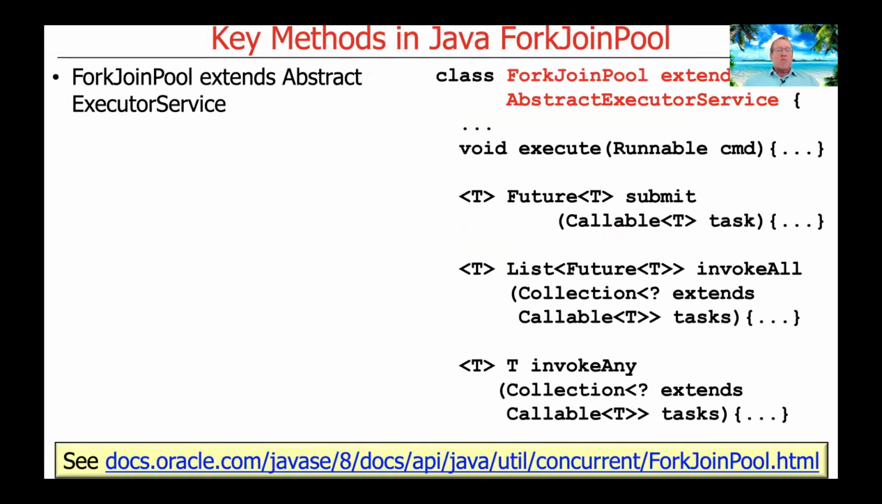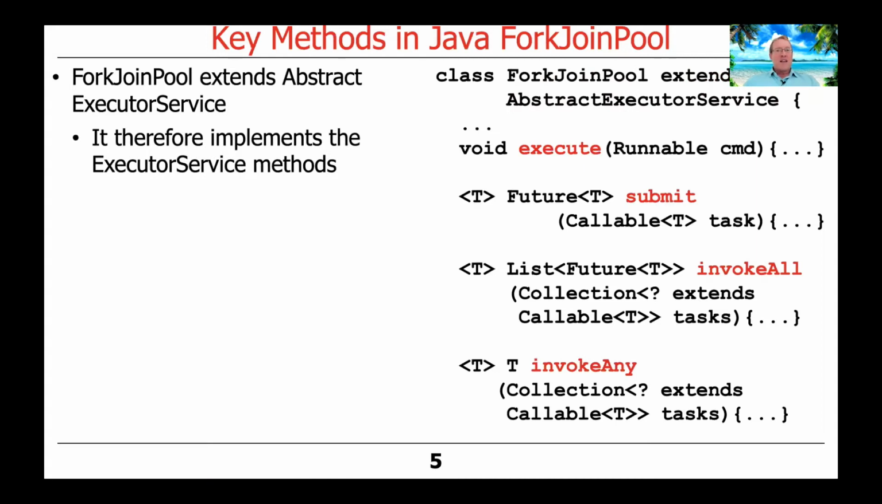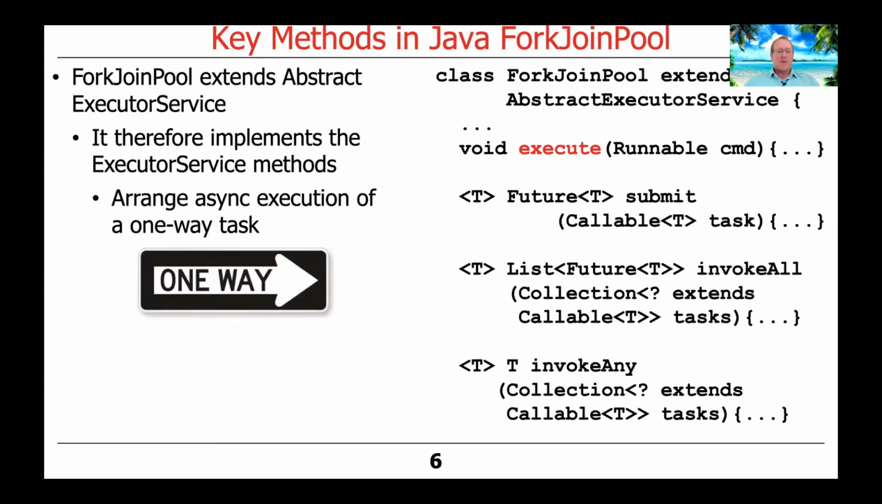So the fork join pool class extends the abstract executor service class. If you take a look at the Java doc, or you just take a look at the source code, you'll see that that's what it does. And therefore, of course, because of the magic of object-oriented programming, it implements a bunch of the methods defined in executor service, things like execute, submit, invoke all, invoke any, and so on.